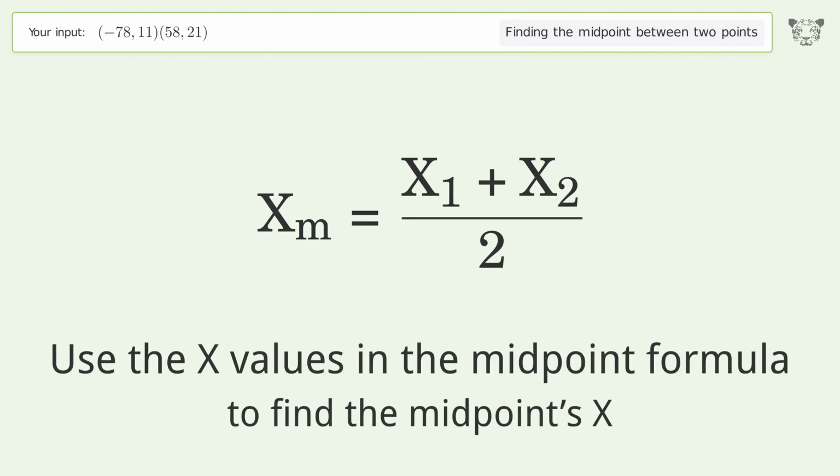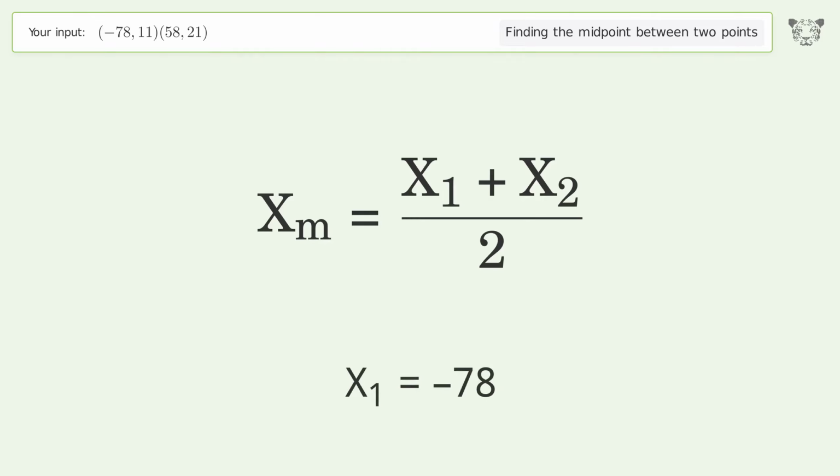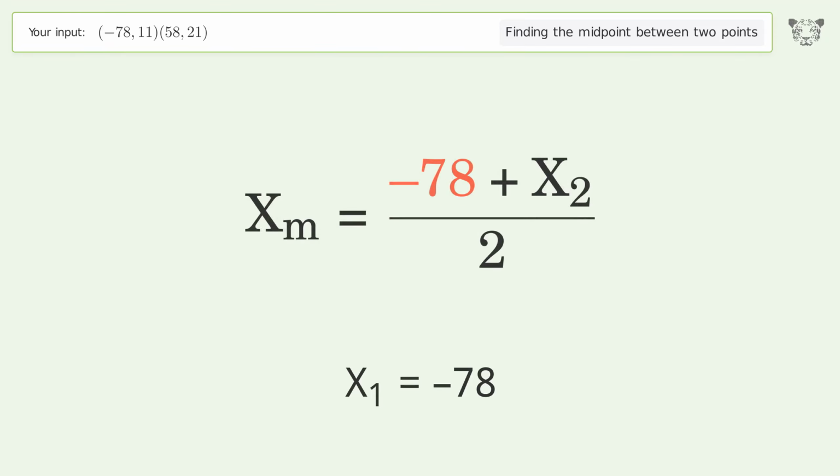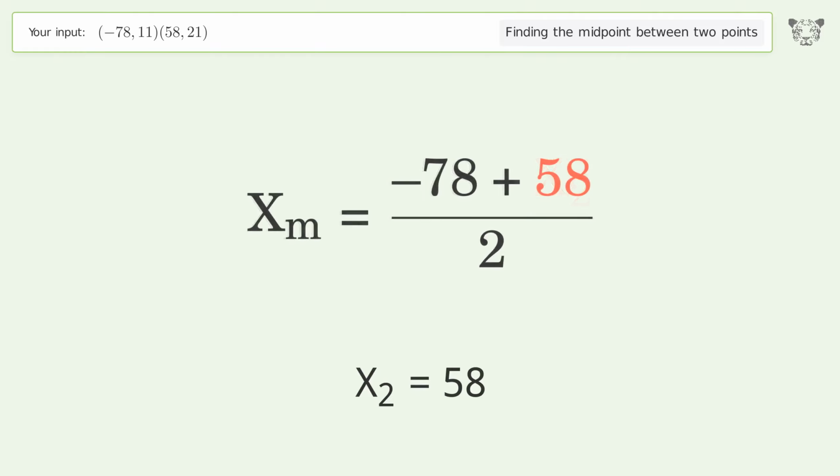Use the x values in the midpoint formula to find the midpoint's x. x1 equals -78. x2 equals 58. Simplify the arithmetic.